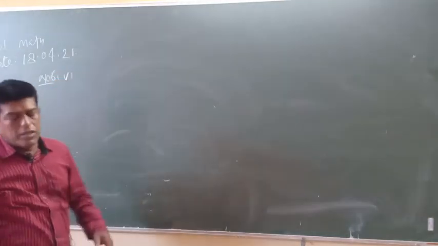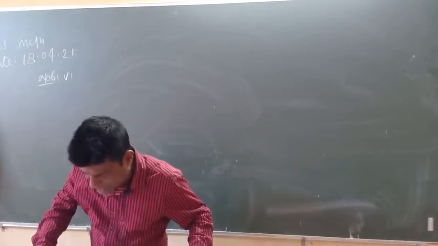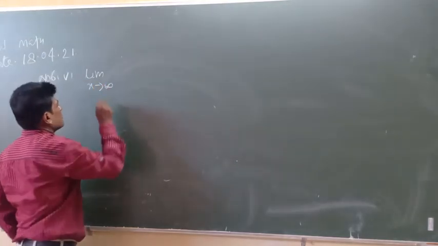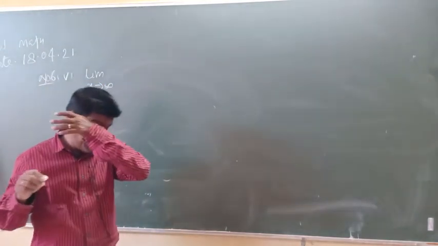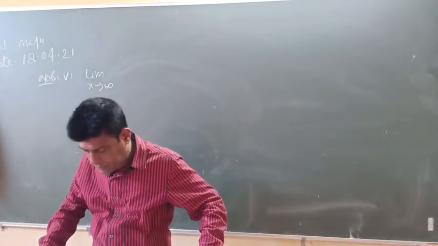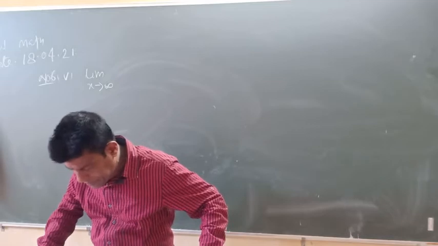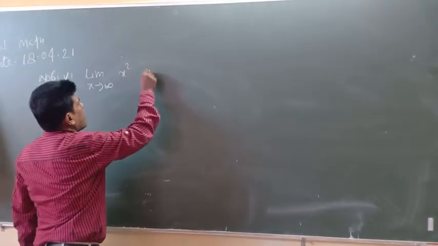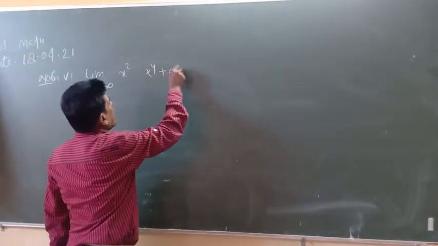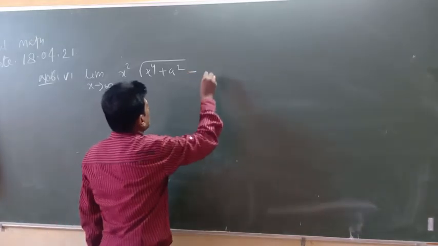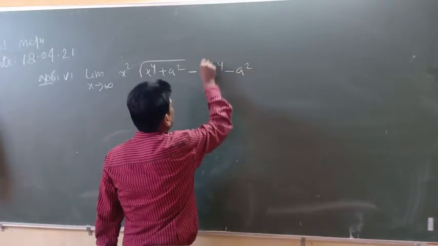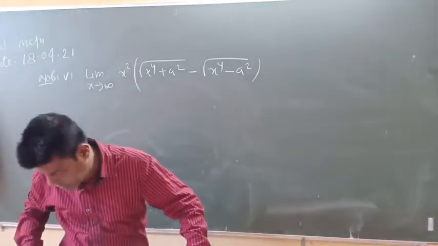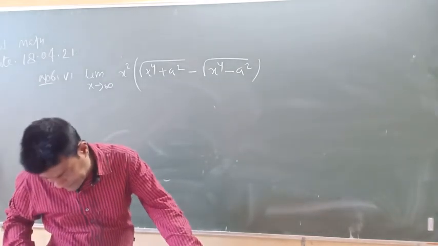Number V is given: limit x tends to infinity of x square times the square root of x to the fourth plus a square, minus the square root of x to the fourth minus a square. I think that is your question.